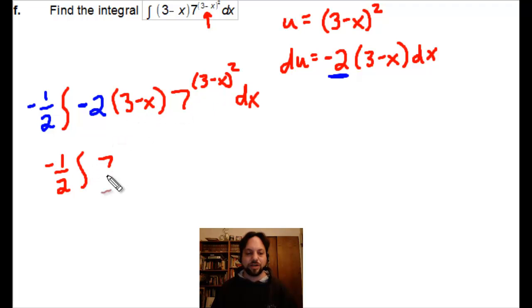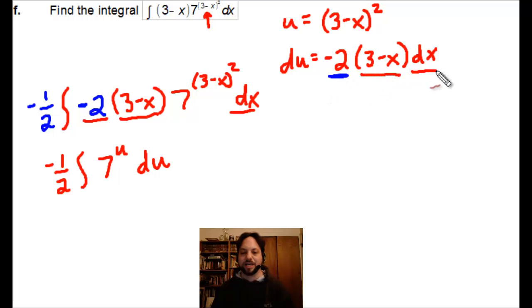This will be 7 to the u power followed by du. Notice that I have all my pieces in place for du. The negative 2, the quantity 3 minus x, and the dx. So this is good to go.